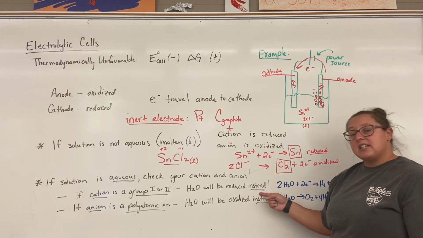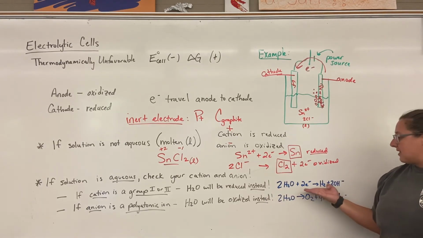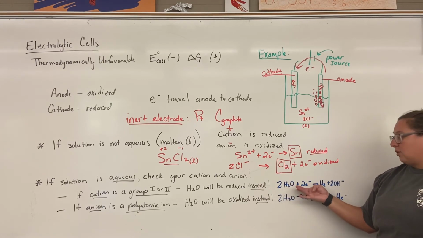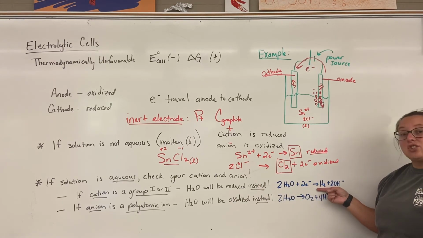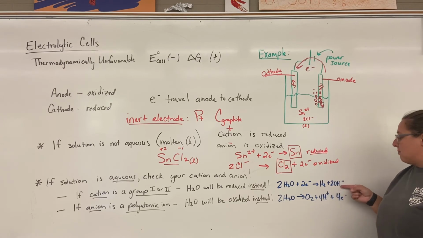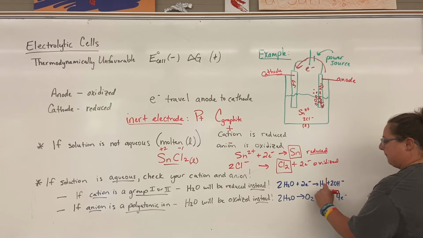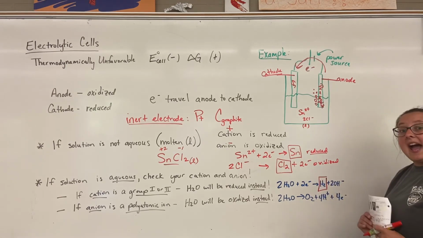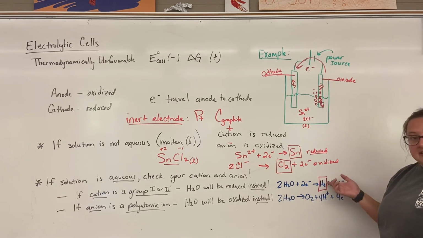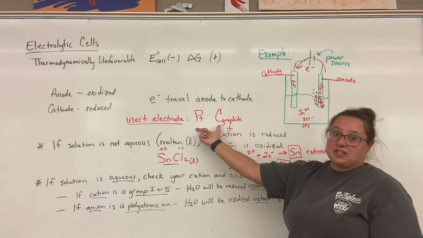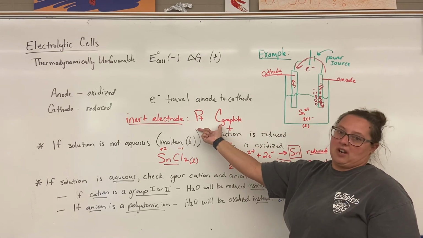Now, when water is reduced, it creates this half reaction: 2H2O plus 2 electrons yields H2 plus 2 OH-. So what we're actually going to see present there is H2 gas. Now, because this is a gas present, again, we're going to have to use the inert electrode if that is what occurs there.